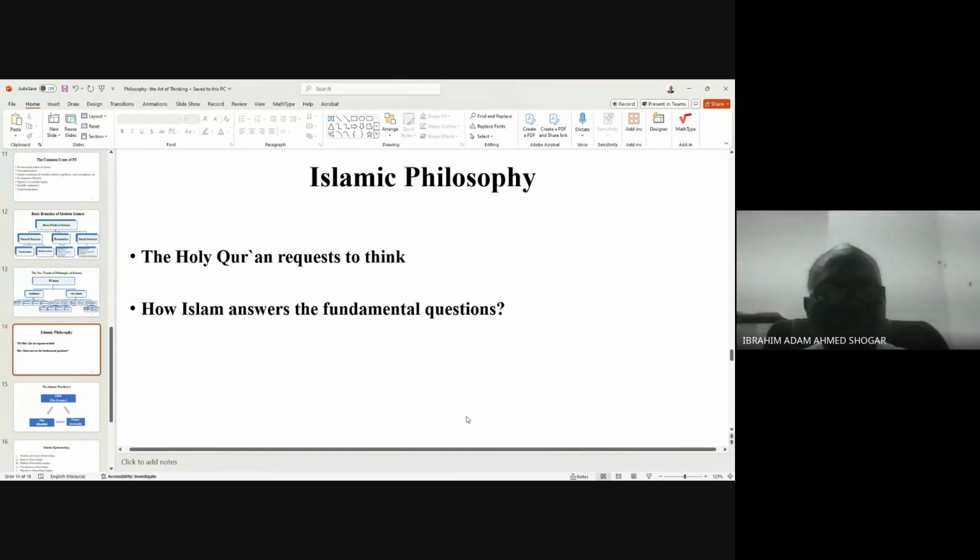Number two is how Islam answers the fundamental questions. Fundamental questions are three, I already mentioned, and we gave an example of how science answers the first question. But here, of course, Islam tries to answer all these questions. Number one, from where we come. Number two, why we are here. Number three, where we are going. Go to the next slide.